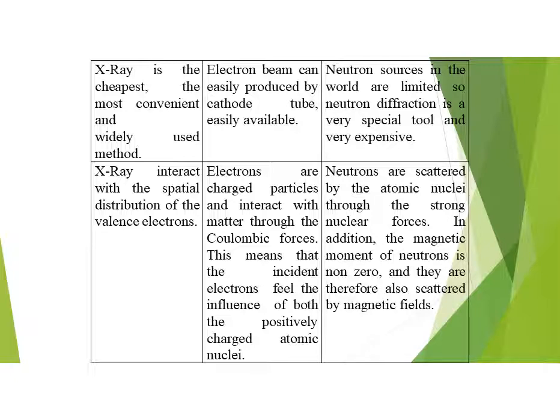In the case of the neutron diffraction technique, neutron sources in the world are limited, so neutron diffraction is a very special tool and very expensive. Neutrons are scattered by the atomic nuclei through the strong nuclear forces. In addition, the magnetic moment of the neutron is non-zero, and they are therefore also scattered by magnetic fields.